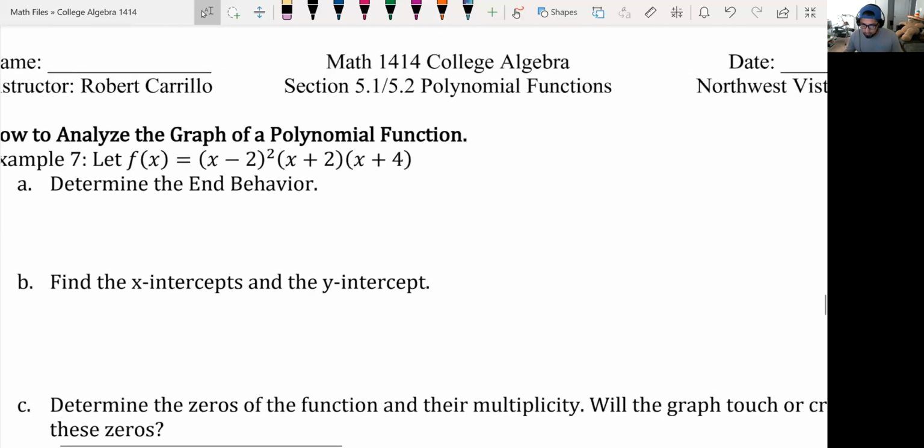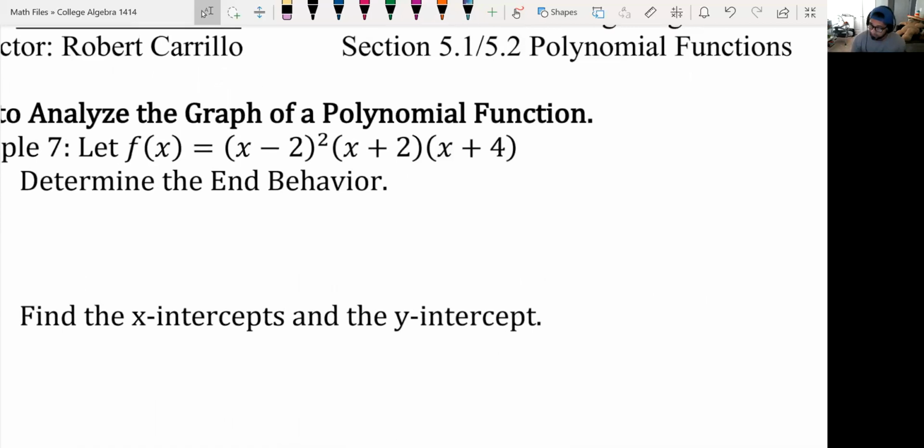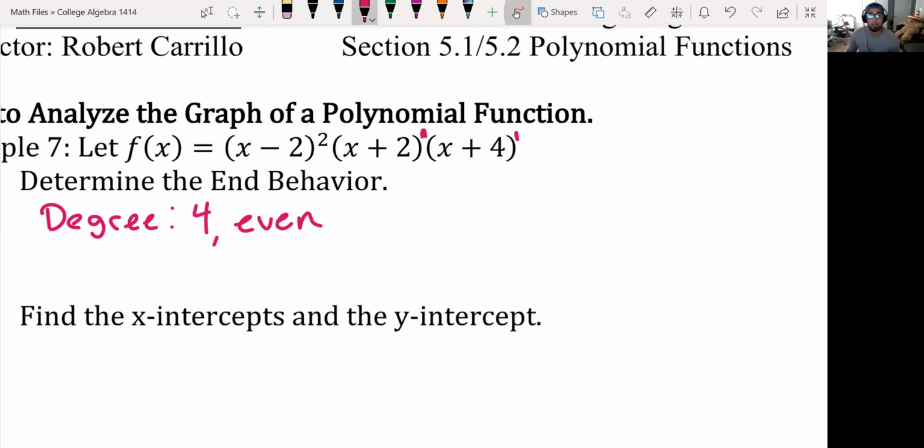So here, this is in factored form, which means if it's in factored form, we must add up the degrees that are outside my parentheses. So I get 2, 1, 1. So this means that my degree is going to be 4. Which means it is even. Okay. And then my leading coefficient, which is right here, is a 1, right? Even if I said x times x times x, the leading coefficient would still be a 1.